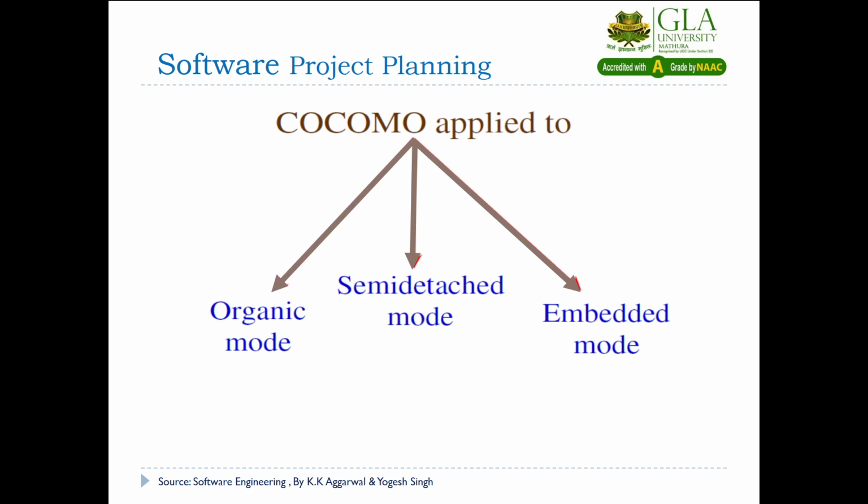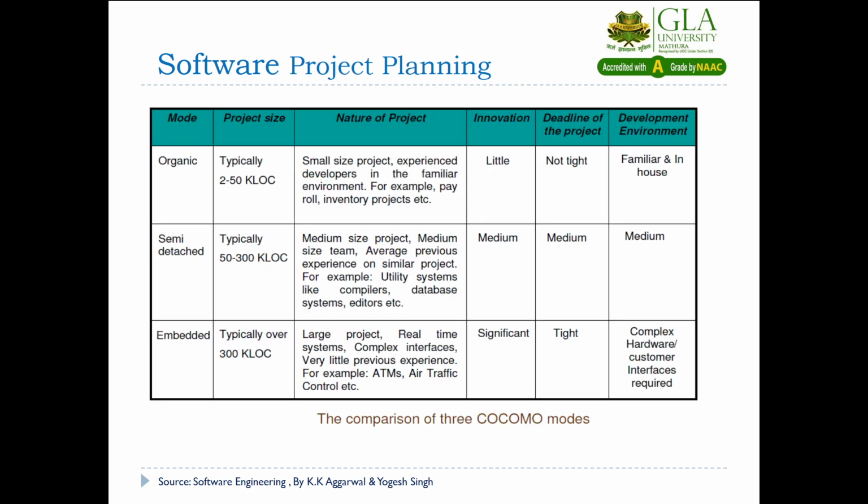So the question is how we will decide whether the given project will be solved with the organic mode project formulas, or semi-detached mode project formulas, or embedded mode project formulas. Which kind of formula do we have to apply to compute the effort and duration or development time? There are 5 parameters, and on the basis of these 5 parameters we will decide which mode we have to utilize. The 5 important parameters are: the project size, nature of the project, innovation, deadline of the project, and development environments.